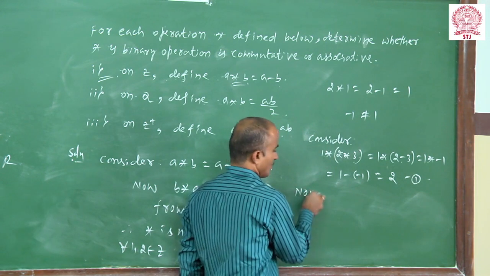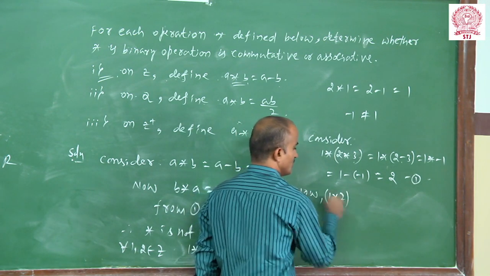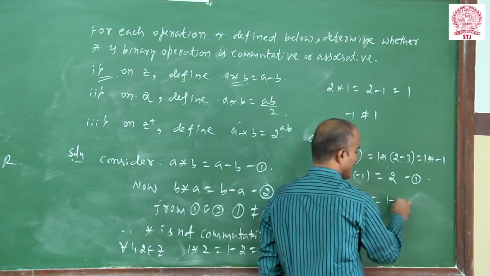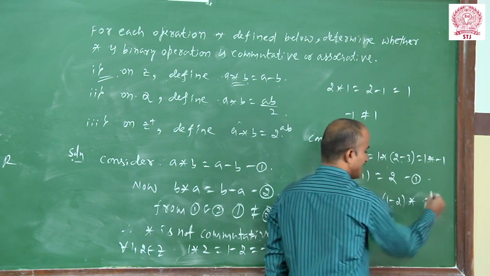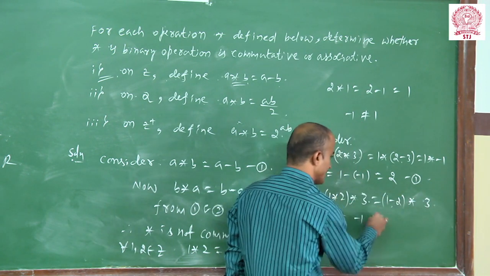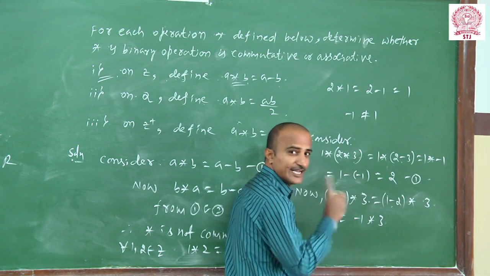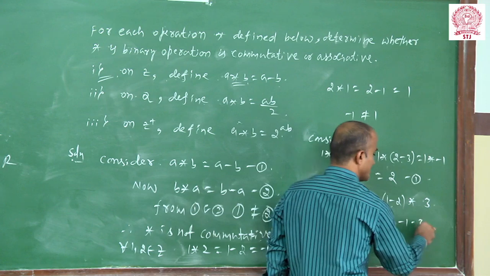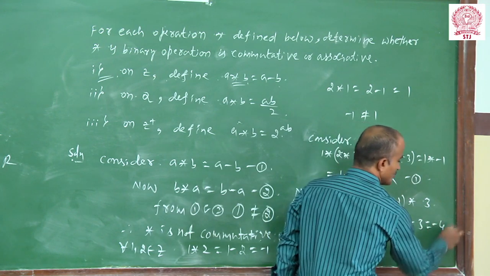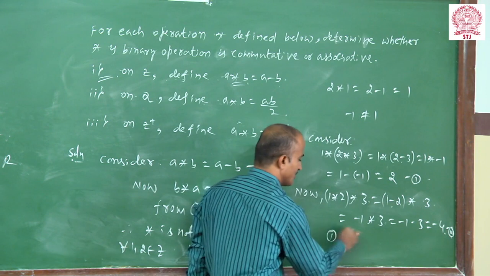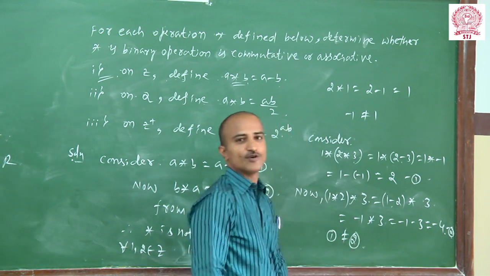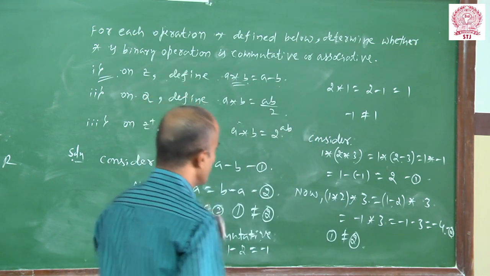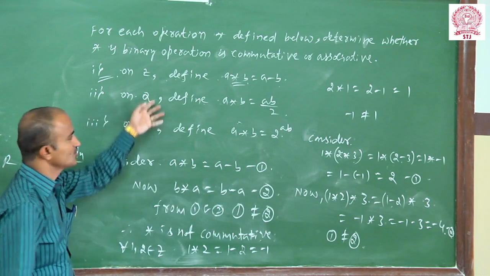Now 1 star 2 star 3, where 1 star 2 is 1 minus 2, which is minus 1, star 3. Since a star b is a minus b, minus 1 star 3 is minus 1 minus 3, that will be minus 4. Call it as 2. Clearly from 1 and 2, 1 is not equal to 2. Therefore, star is not associative. Like that we need to verify for the other two.